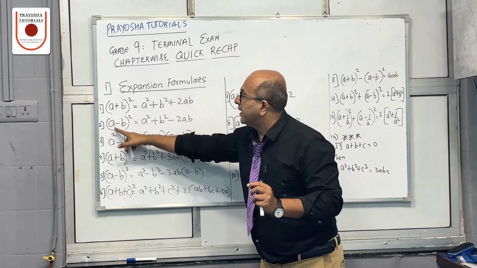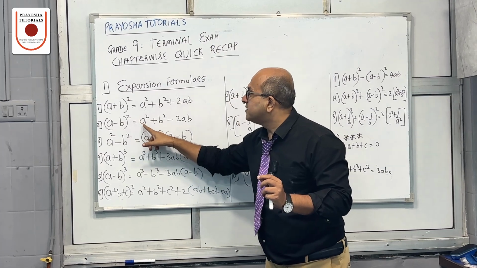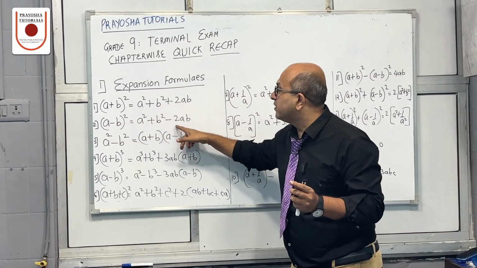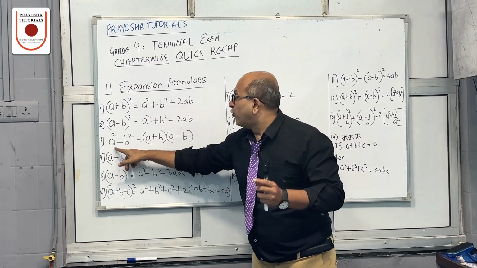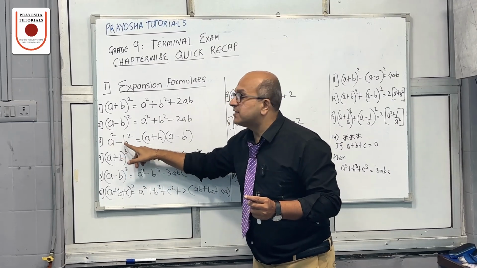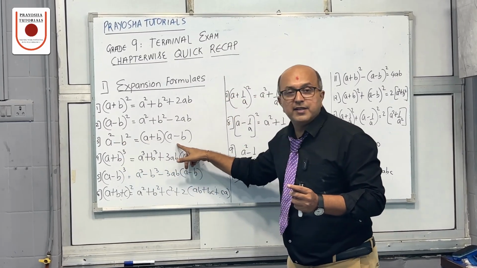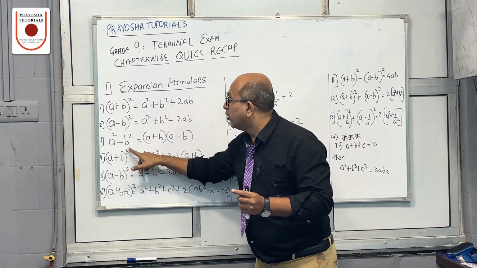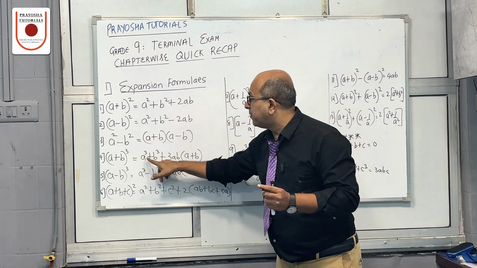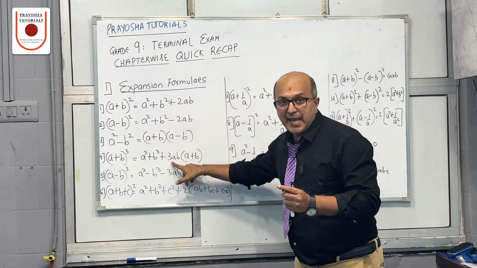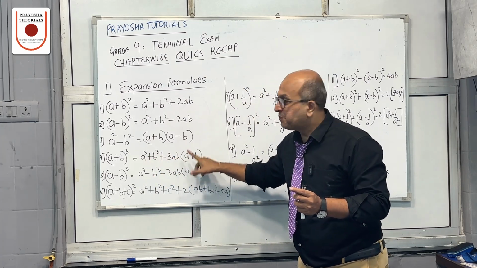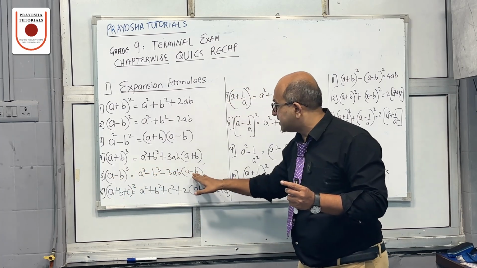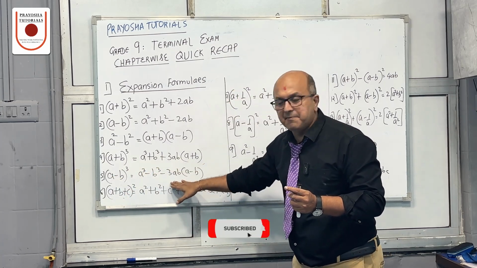Very easy. (a minus b) the whole square is equal to a square plus b square minus 2ab. A little difference here, a very commonly used formula: a square minus b square is (a plus b)(a minus b). Now, two little difficult formulas. (a plus b) the whole cube is equal to a cube plus b cube plus 3ab(a plus b). Similarly, (a minus b) the whole cube, only the sign changes. The rest of the formula remains the same.